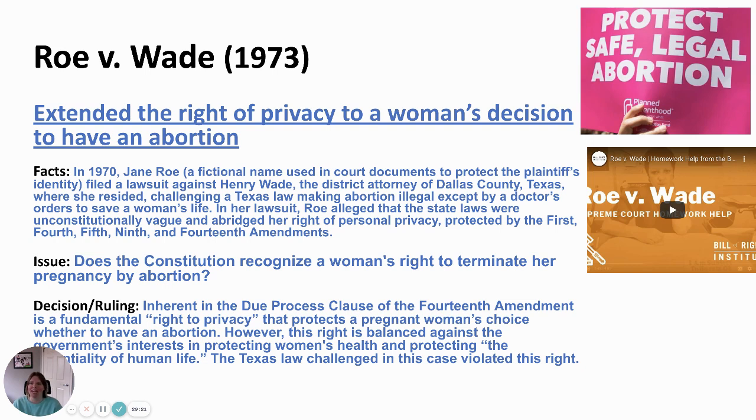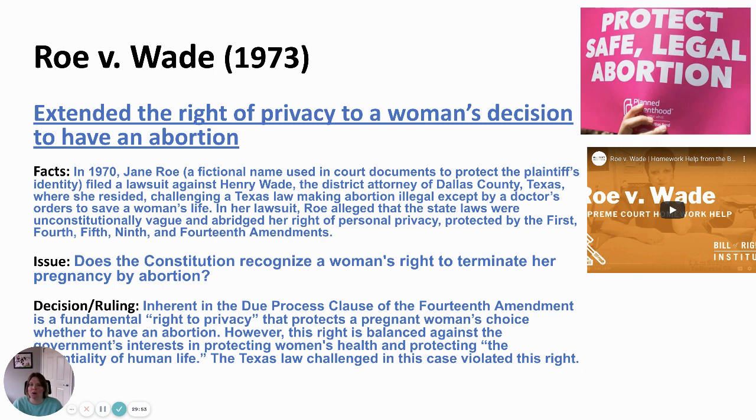Okay, Roe v. Wade extended the right of privacy to a woman's decision to have an abortion. Jane Roe was actually a fictional name used in court documents to protect the plaintiff's identity. That person filed a lawsuit against Henry Wade, the district attorney of Dallas County, Texas, where she resided, challenging a Texas law making abortion illegal, except by a doctor's orders to save a woman's life. So at the time, Texas had a ban on abortion at any time, basically.